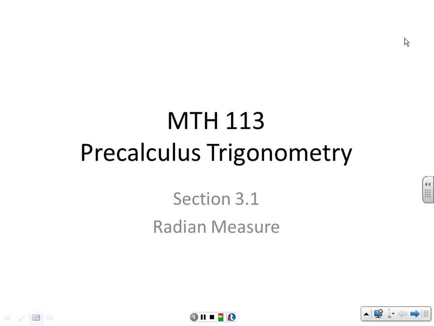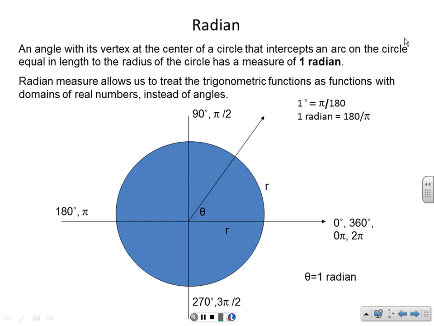Chapter 3, Section 1, Radian Measure. So in this section we are going to talk about a new term called a radian. And so let's understand what the definition of a radian is. And you can see this in your books on page 102.